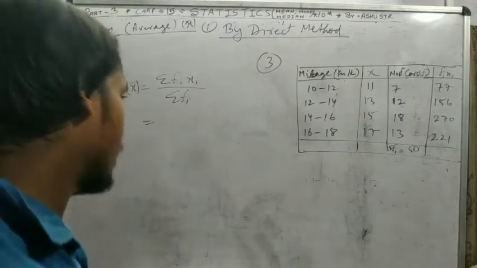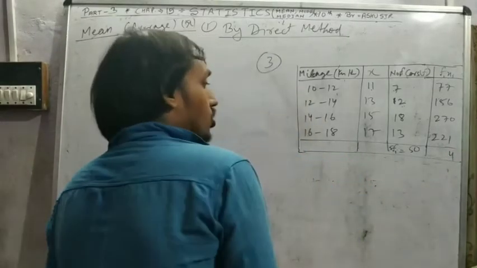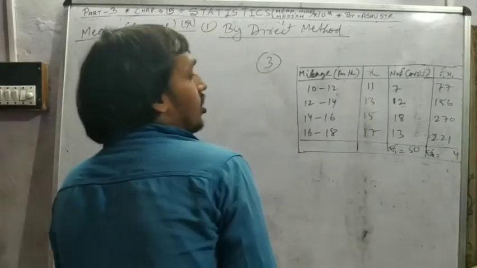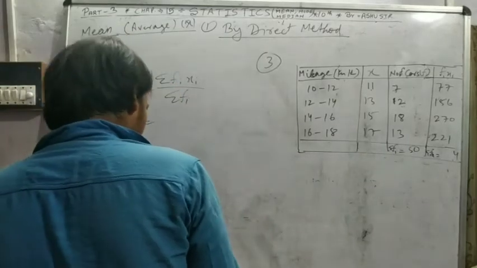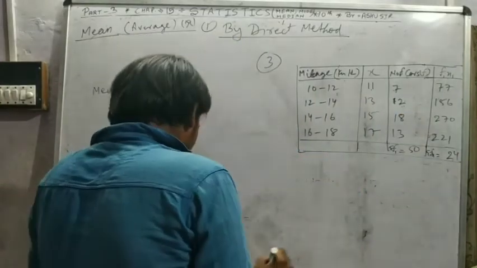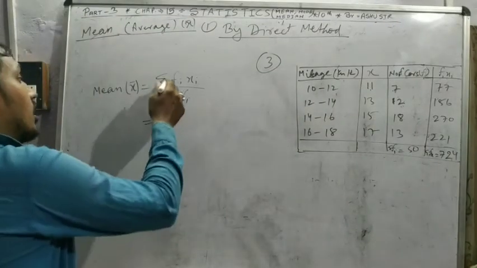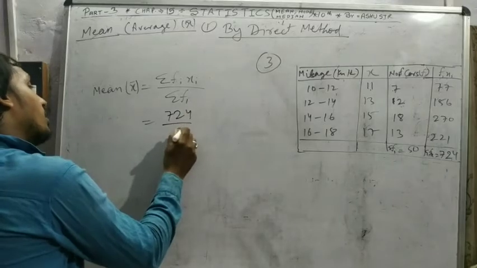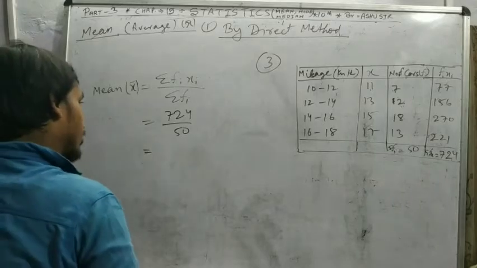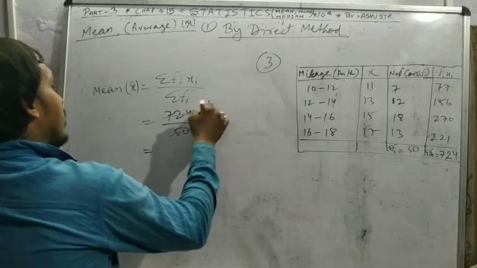Then add: 7, 6, 13 plus 1, 14, 4 carry 1, and so on. If I add correctly, we get the answer 724. Then putting the value, 724 by 50. Simplify them.